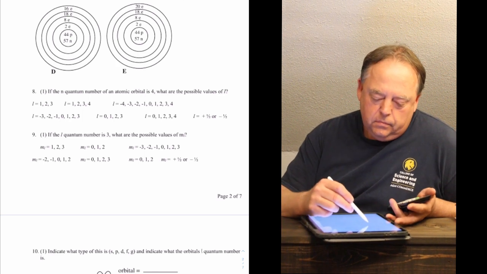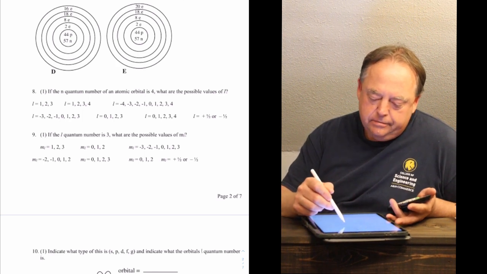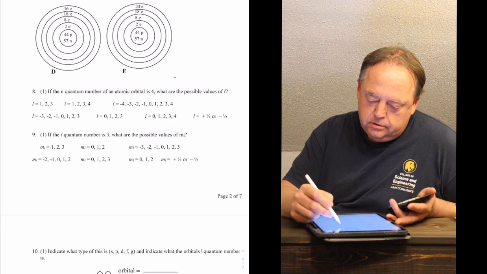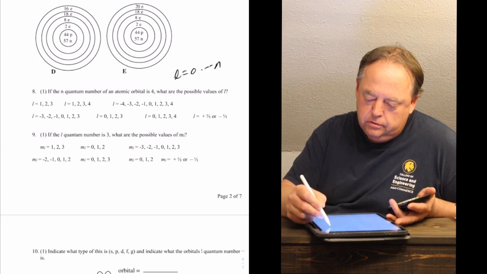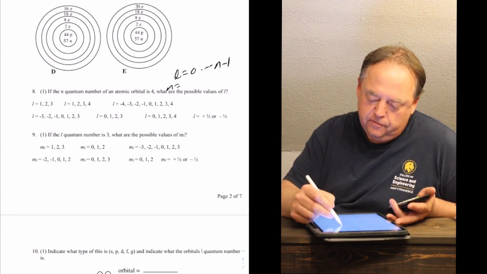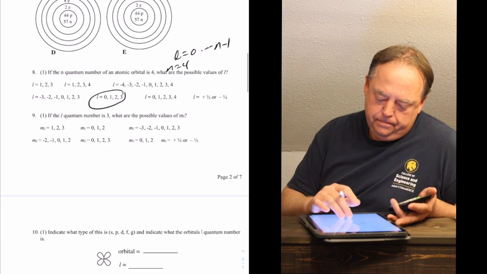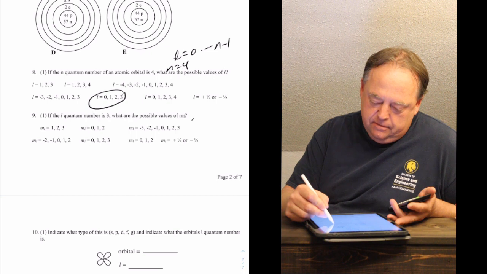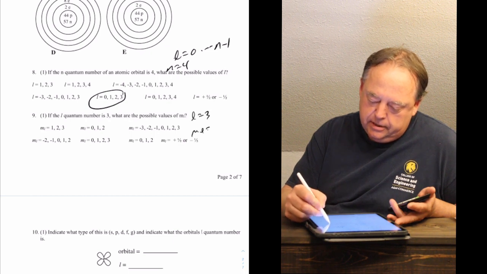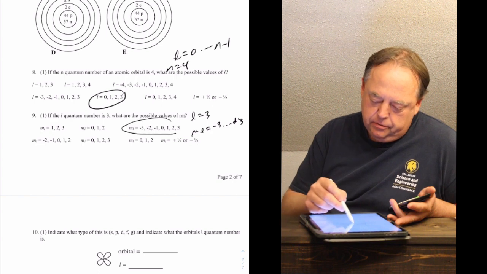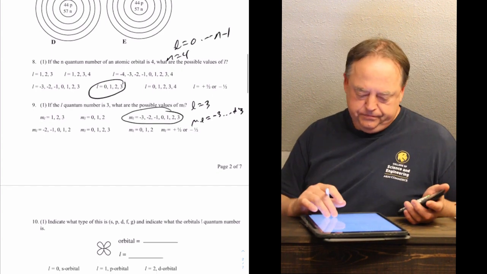Okay. If the n quantum number of an atom is 4, what is L? So L can be anywhere from 0 to n minus 1. So if n is 4, then L can be 0, 1, 2, or 3. And if L is 3, M sub L can equal -3 to +3. So it would be that answer.